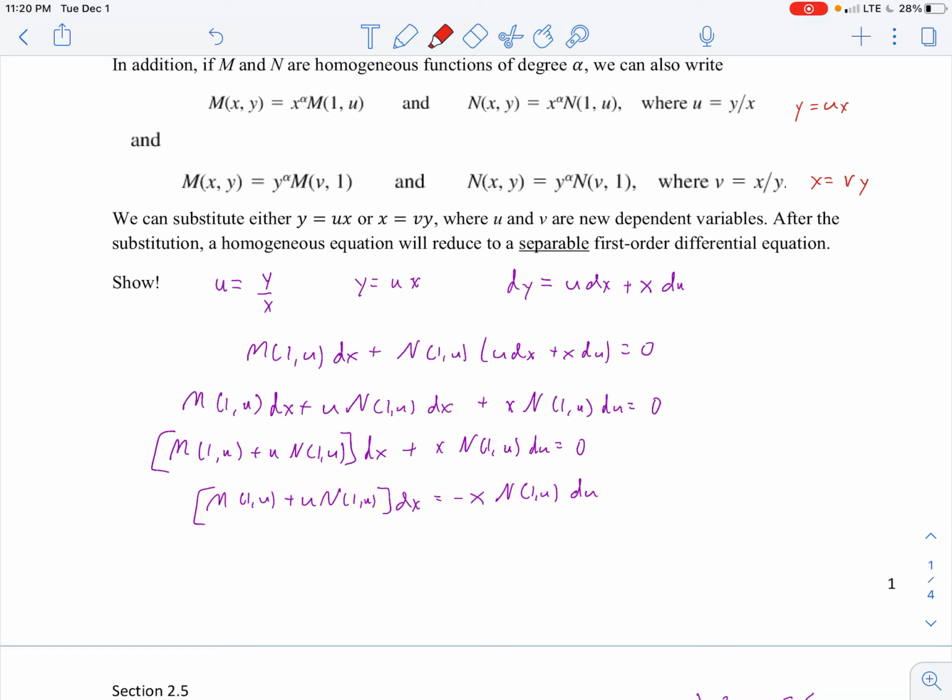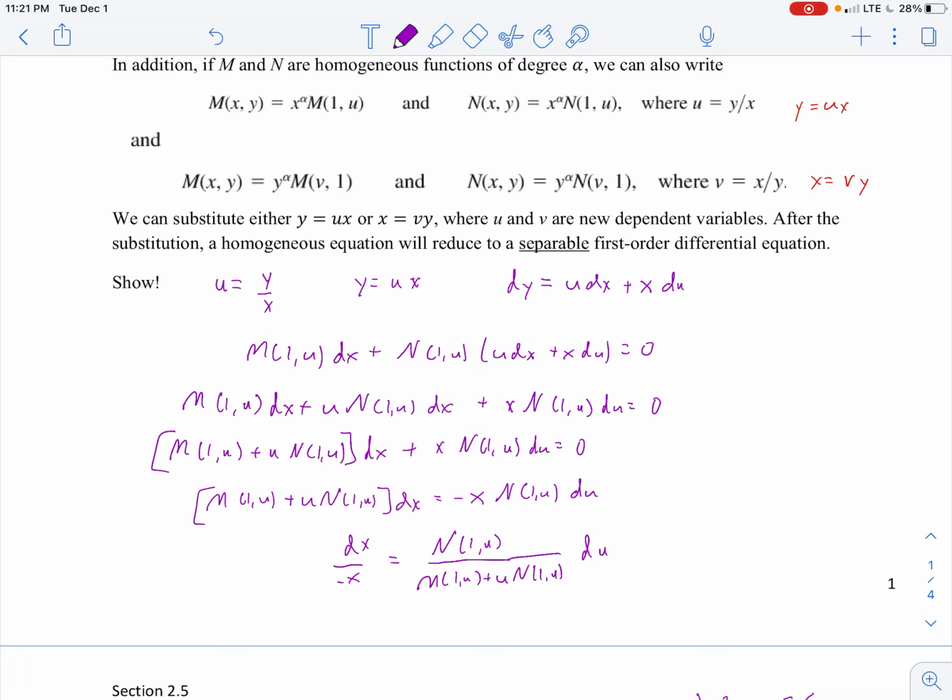So now this is a separable equation where I can get all my x's on the left-hand side. Dx over negative x is equal to N of 1, u divided by M of 1, u plus u N of 1, u, times du. And now I'm finished, well, I'm finished with showing that it's a separable equation. So now we've shown that it's separable.